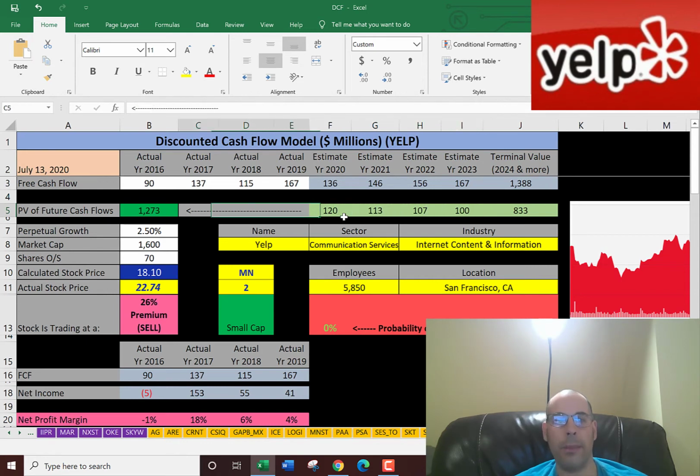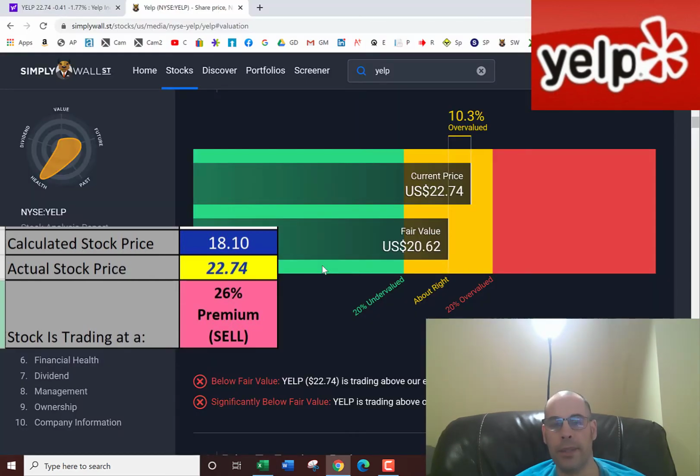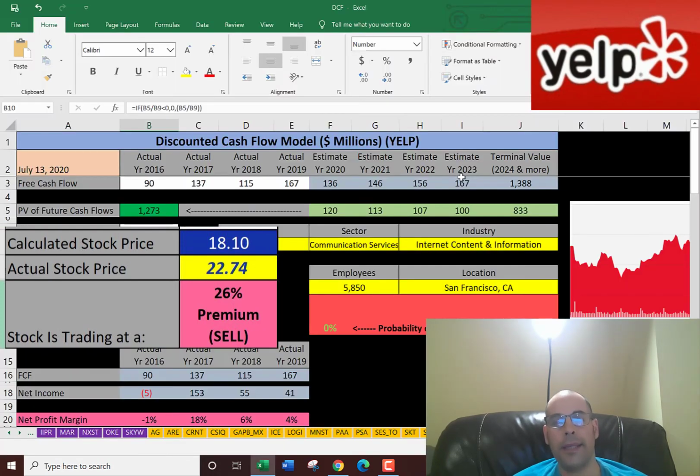And we get a value of the company of $1.3 billion. We divide that by 70 million shares. And we get an intrinsic stock price of $18. It's trading at $23, so it's trading at a 26% premium. So it's a sell according to the model. Let's see what Simply Wall Street values the company at. Their number is almost $21, so they're a little higher than mine, but in both cases, we're saying the stock is overvalued and it's not worth what it's trading at.